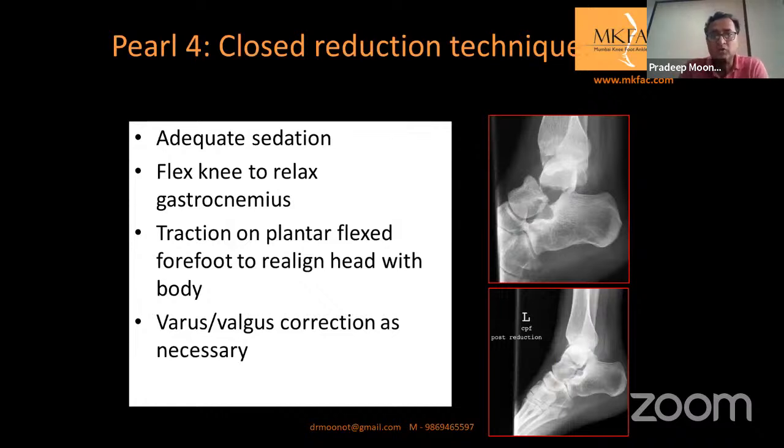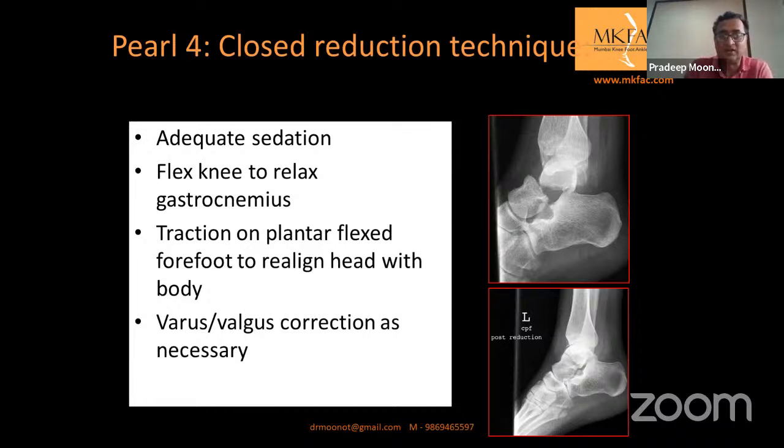Pearl number 4, closed reduction technique. How do you do that? A lot of times juniors and fellows call me up and say, how do you reduce this dislocation? You need adequate sedation. You need to flex the knee to relax the gastrocnemius. You need to plantarflex the foot to realign the head with the body. And then you need to toggle the whole foot and the calcaneum in varus or valgus to get the necessary correction.